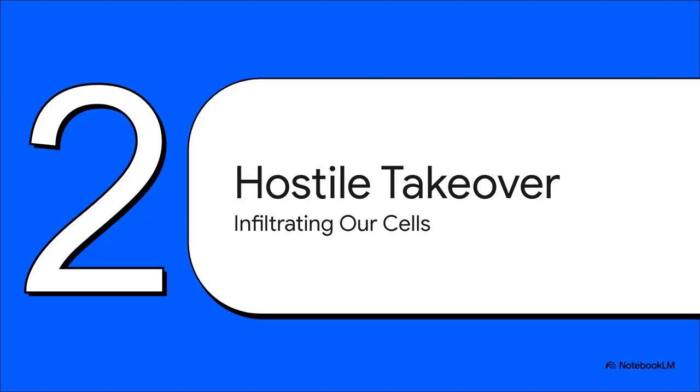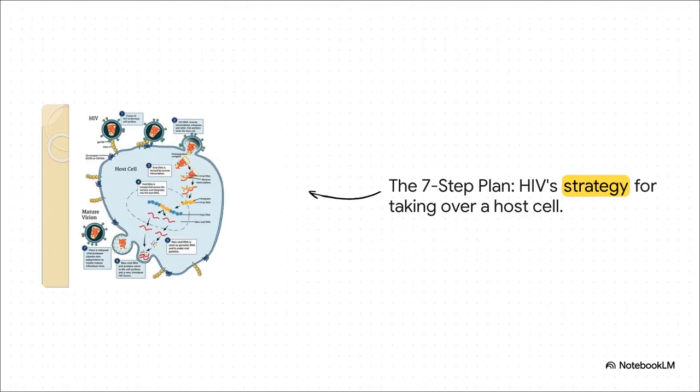All right, so with its toolkit ready, how does this thing actually pull off the heist? Well, it goes straight for the top. Its primary target is the command center of our entire immune system, a type of white blood cell called the CD4 helper T cell. The strategy is simple. If you take out the generals, the whole army crumbles. And this invasion isn't some chaotic attack. No, it is a meticulous, step-by-step process. As you can see here, it's a plan that takes it from the very first moment of contact all the way to turning our own cells into a factory for new viruses.